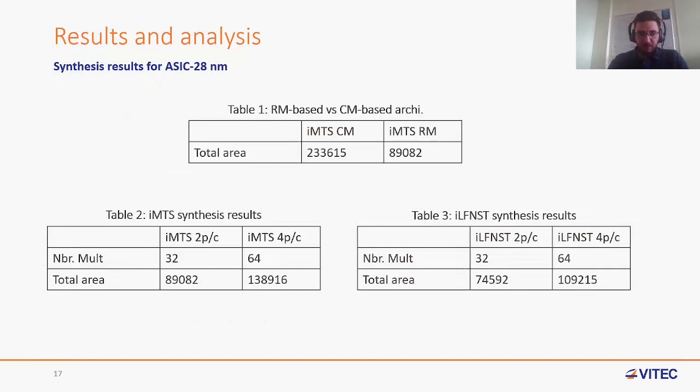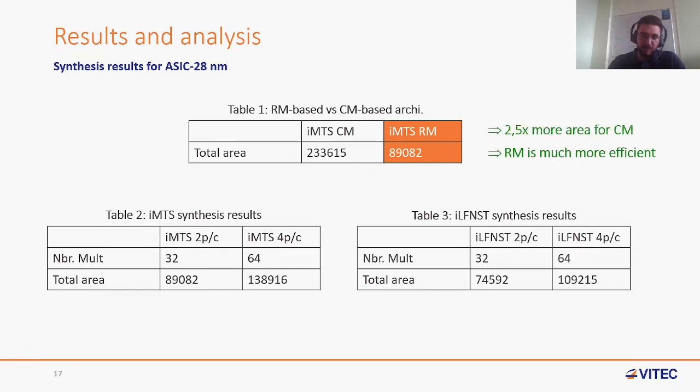In fact, at first we designed the inverse MTS hardware architecture using a constant multiplier based architecture, and as we can see from the table, we then implemented this inverse multiple transform selection using a regular multiplier based architecture. We noticed from an area perspective that the constant multiplier based architecture is 2.5 times more area than the regular multiplier based architecture. This proves that a regular multiplier based architecture is more efficient for the transform of VVC this time.